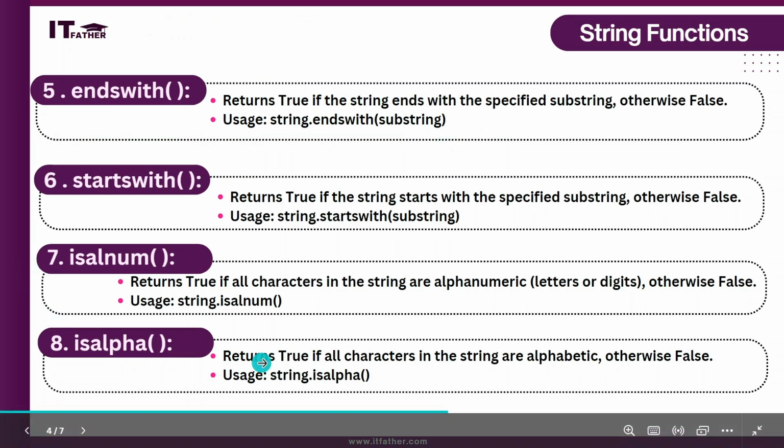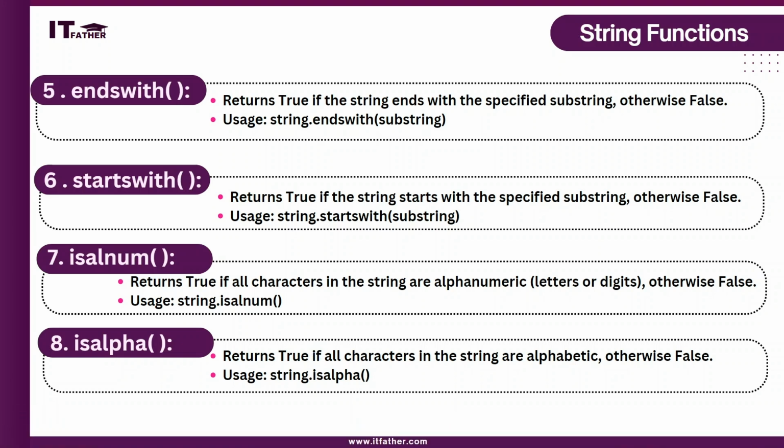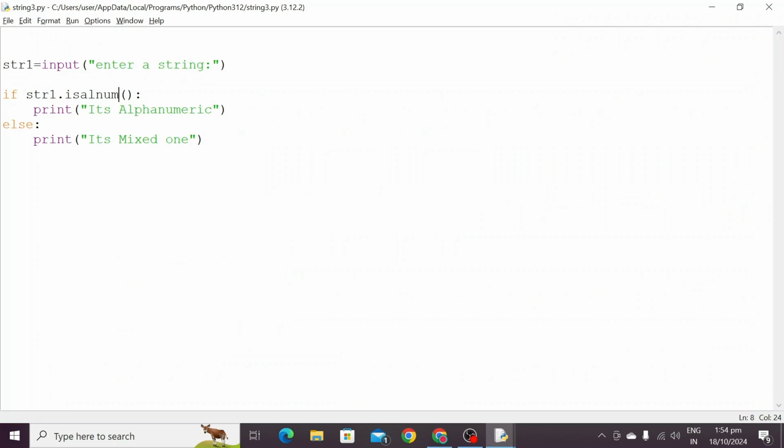So isalpha function, just like isalnum, is going to return true if all the characters in the string are only alphabets. Otherwise it will return false. If any numeric part is there, if any special symbol is there, it will return false. Isalpha, right? Isalpha function.